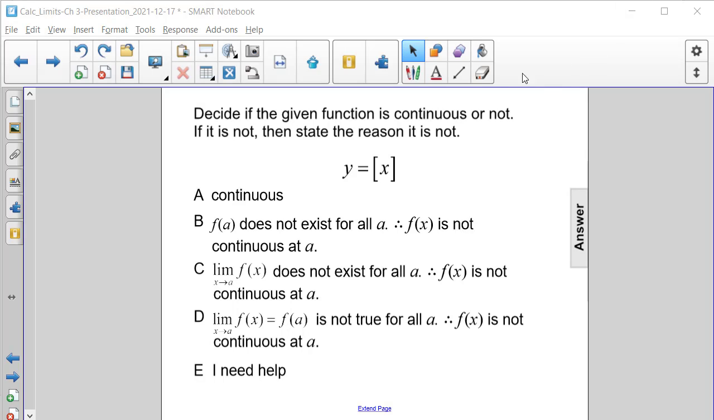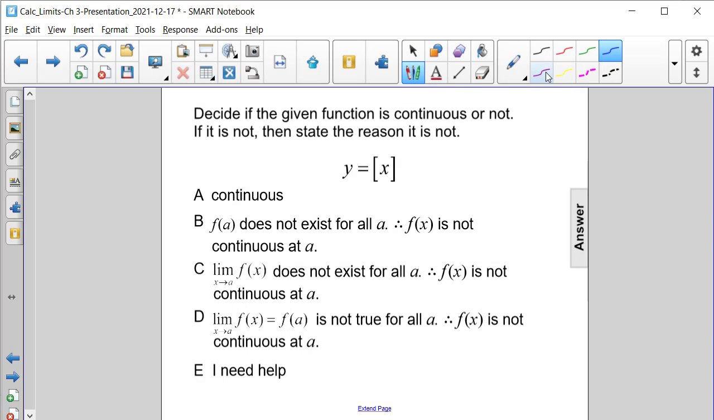So let's start by drawing a picture. So we have our coordinate plane here, and it looks something like this. And we could plot a point down here. There's the open circle and closed circle here. So here's what our greatest integer function looks like.